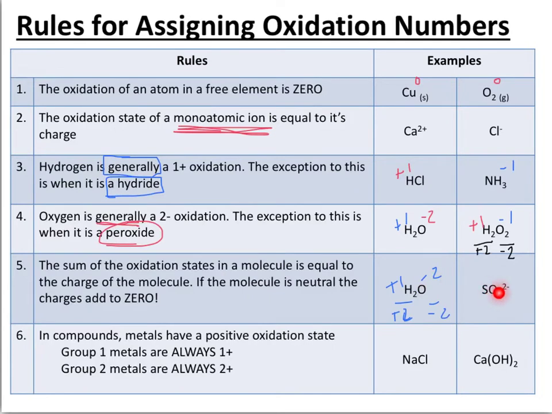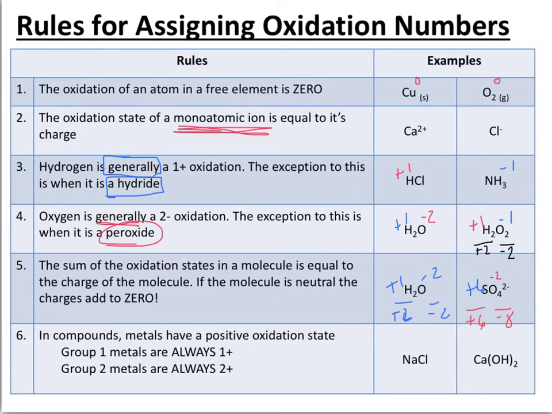Now my sulfate ion over here, I've got a -2 charge, and so all the oxidation states here should add up to this -2. Well, I'm going back to my rules. I know oxygen's -2. I have a total of -8, right? Because I have 4 oxygens, which means I need a total of +6, because 6 minus 8 is -2. I need these 2 numbers to add up to -2. That's where I got the +6 from, which means my sulfur is going to be a +6 oxidation state.